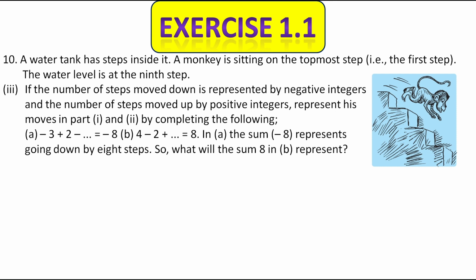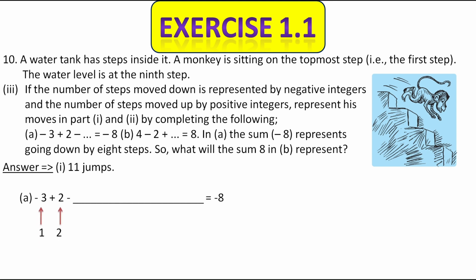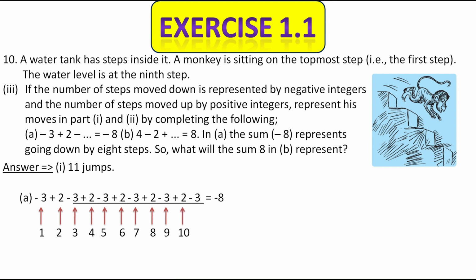Okay. So as we all know, in part 1 he did 11 jumps. Okay. So let's complete this statement with jumps. Here they have already given 2 jumps. In the third jump he moved down 3 steps. Next in the fourth jump we have +2. Next in the 5th jump -3. 6th jump +2. 7th jump -3. 8th jump +2. 9th jump -3. 10th jump +2. And on the 11th jump -3. Okay. So these are 11 jumps.